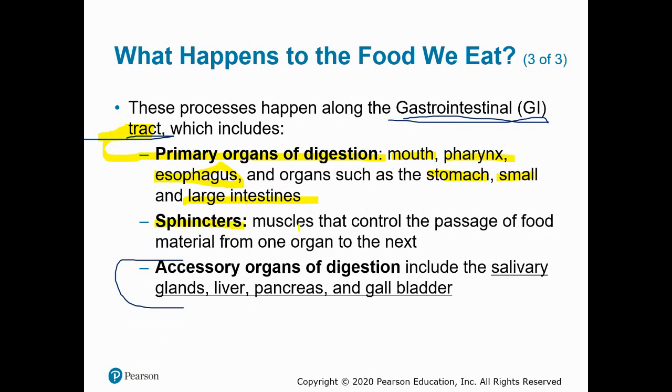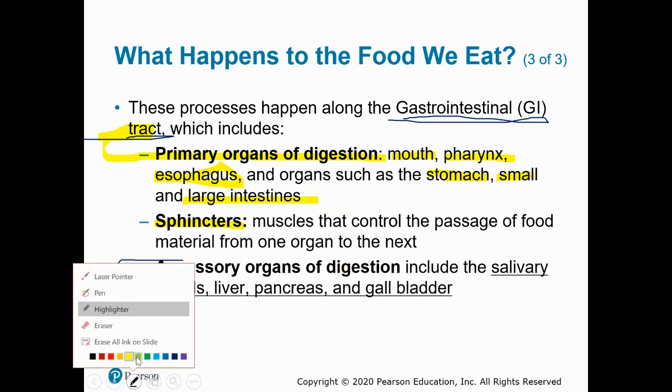We'll identify some of the sphincters along the way. These are just muscles that control the movement of food from one organ to the next. And the point there is that we want food to go in one direction, right? That's why we don't just throw up every time we eat, because there are sphincters, especially at the bottom of the esophagus, the gastroesophageal sphincter, that prevents food from going from the stomach back into the esophagus. Right. And same thing, there's another sphincter from the stomach to the first part of the small intestine that prevents the food from coming back into the stomach once it's passed into the intestine.